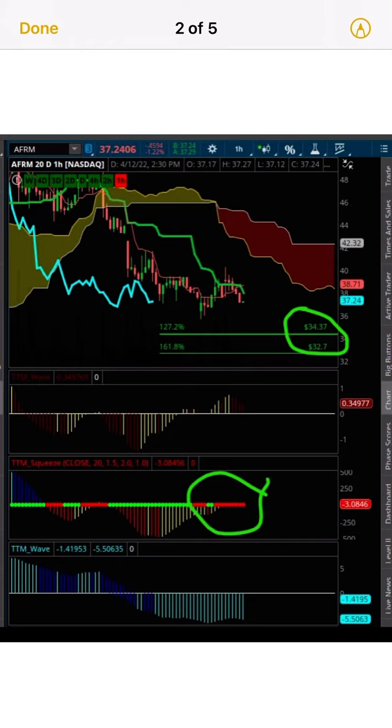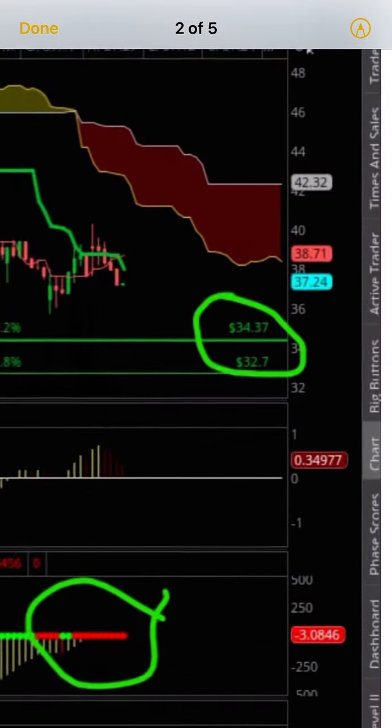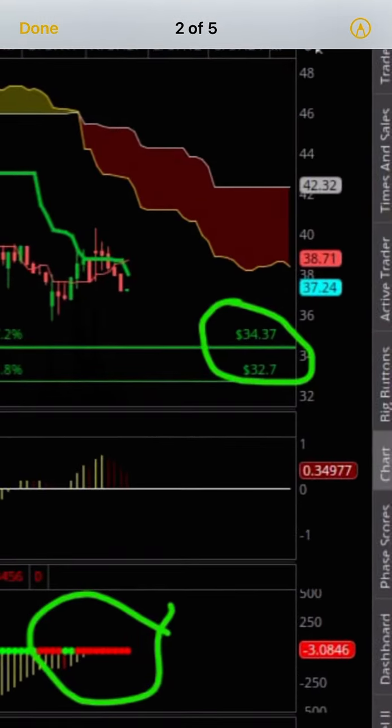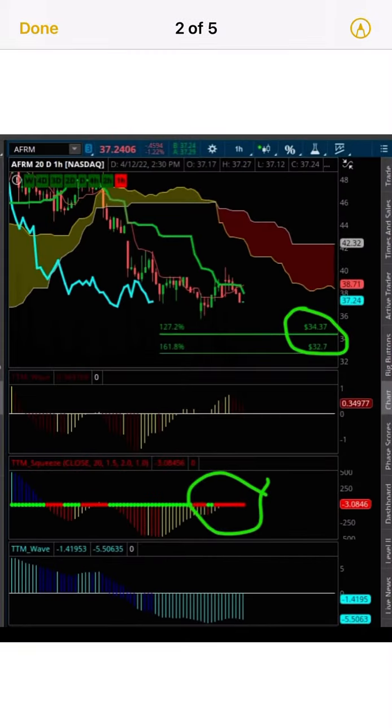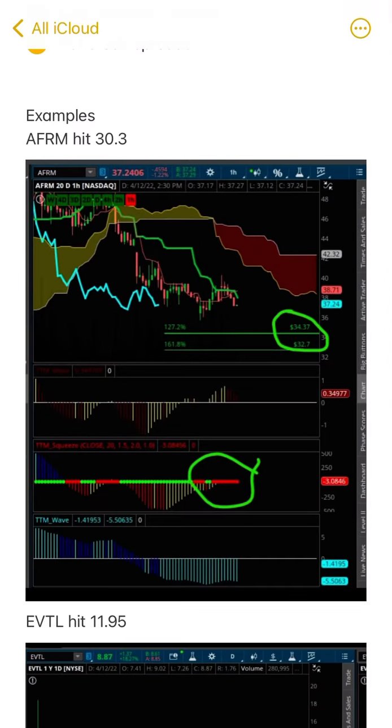Okay, so on that bottom green circle that Ketz has circled there, see all those red dots there, right? That is the TTM in a current squeeze, right? Okay, and you can see the momentum is down, right? The wave is below the 0 line, right? So momentum is down. Okay, we're in a squeeze and we're starting to fire, and Ketz has already drawn the Fibonacci extensions for us here on this upper green circle, which puts it at 34.37 or 32.7 at the 1618, okay? And Affirm actually ended up hitting 30.3, right?